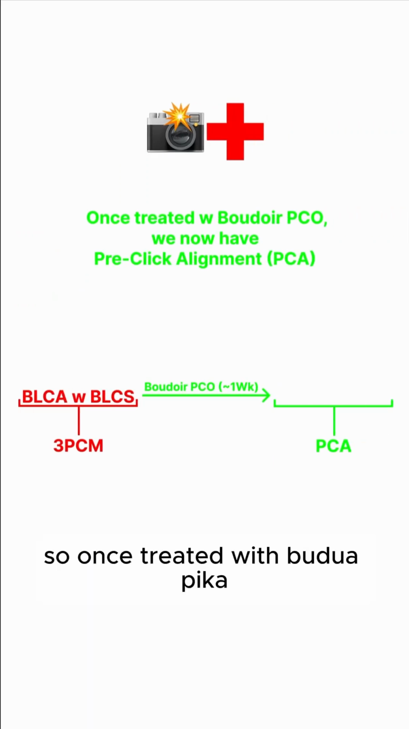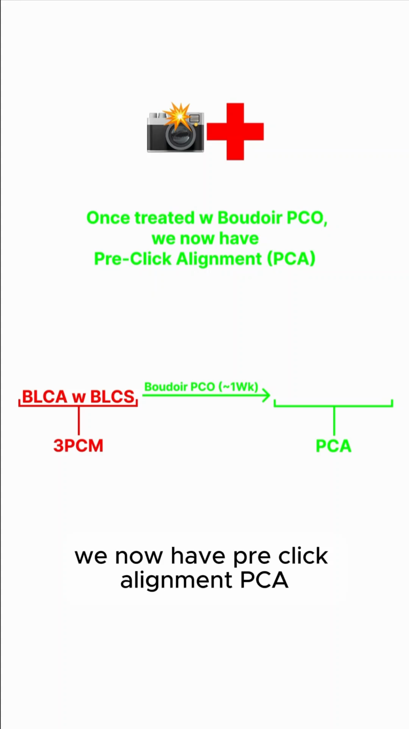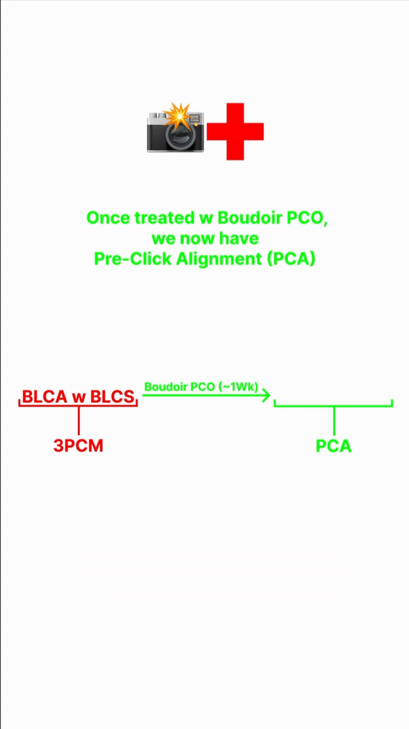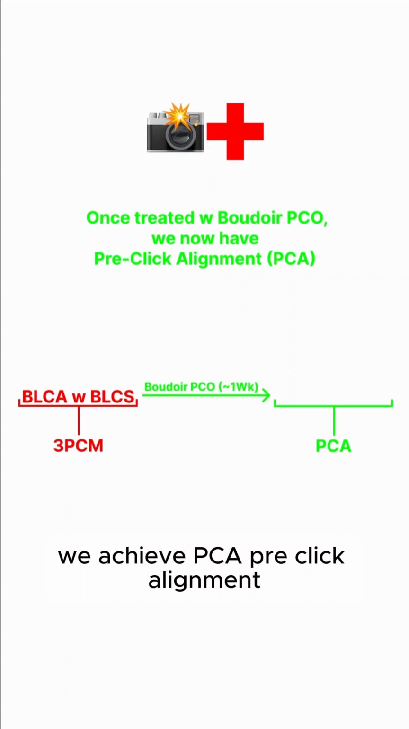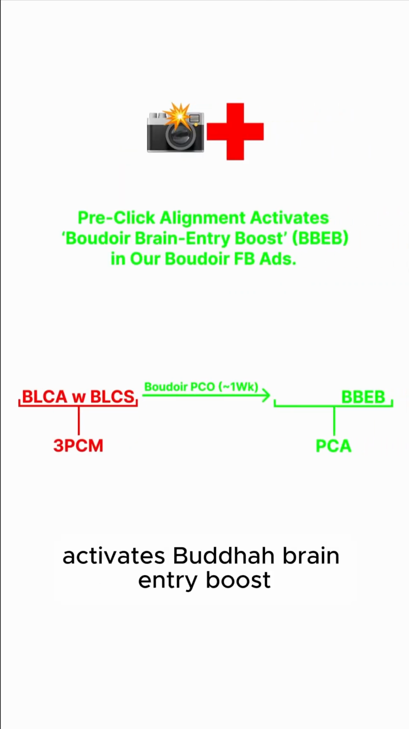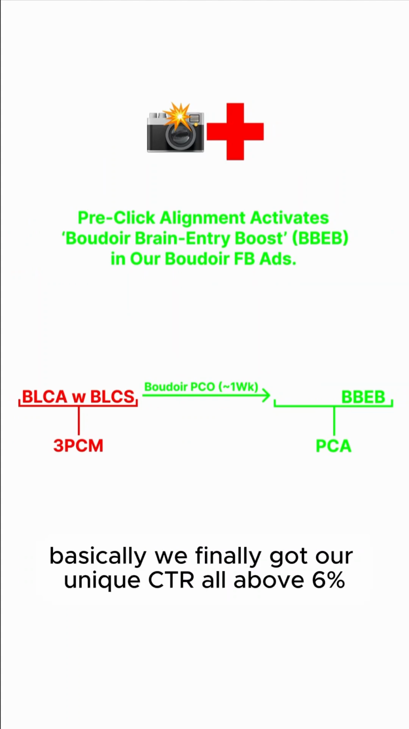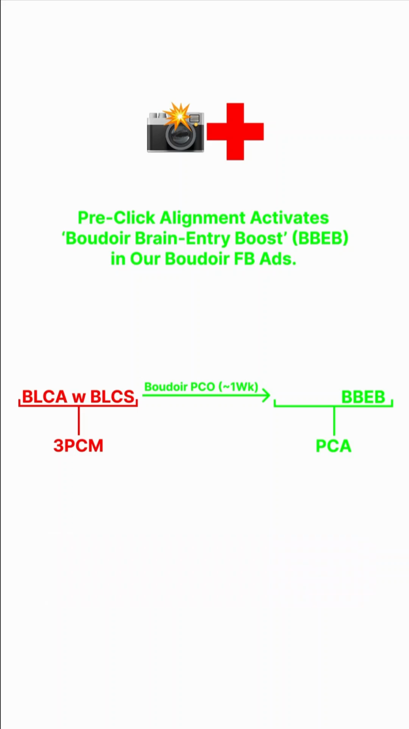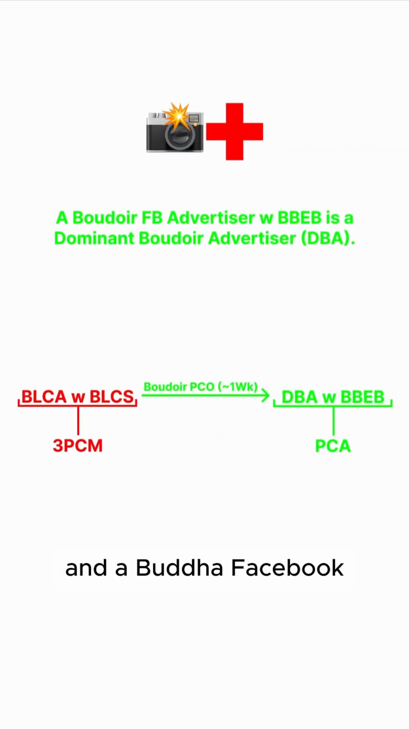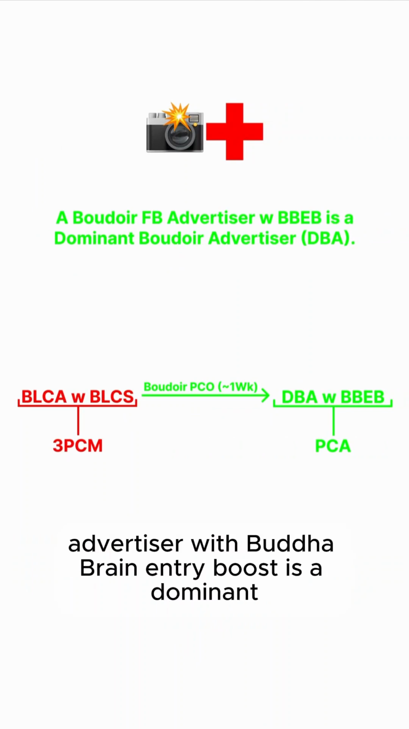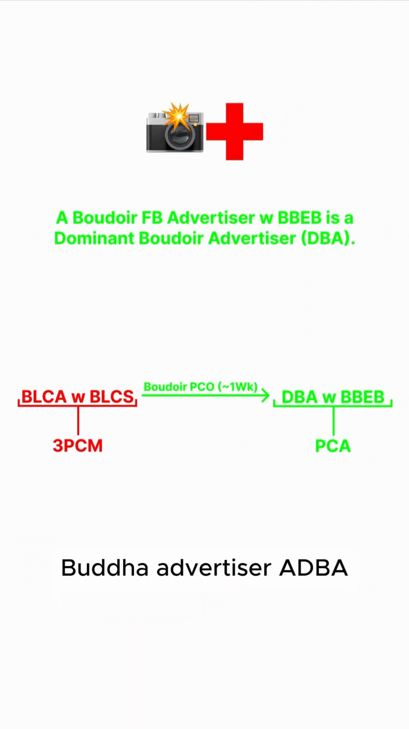So once treated with Boudoir PICO, we now have pre-click alignment, PCA. So we get rid of the 3 pre-click mistakes. We achieve PCA, pre-click alignment. Pre-click alignment activates Boudoir brain entry boost in our Boudoir Facebook ads. Basically, we finally got our unique CTR above 6%. And a Boudoir Facebook advertiser with Boudoir brain entry boost is a dominant Boudoir advertiser, ADBA.